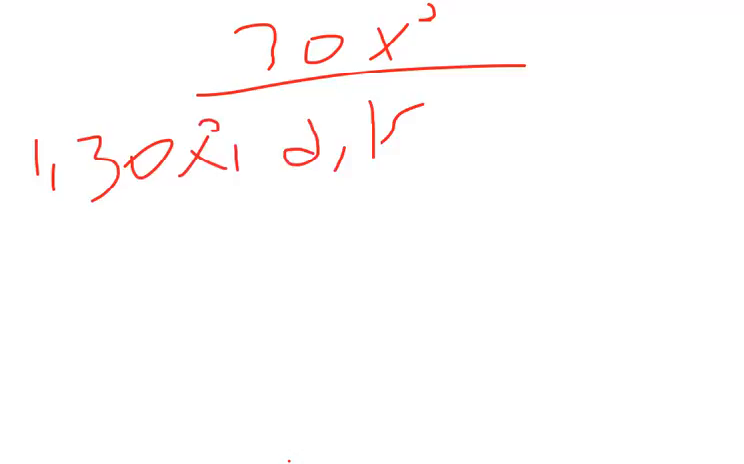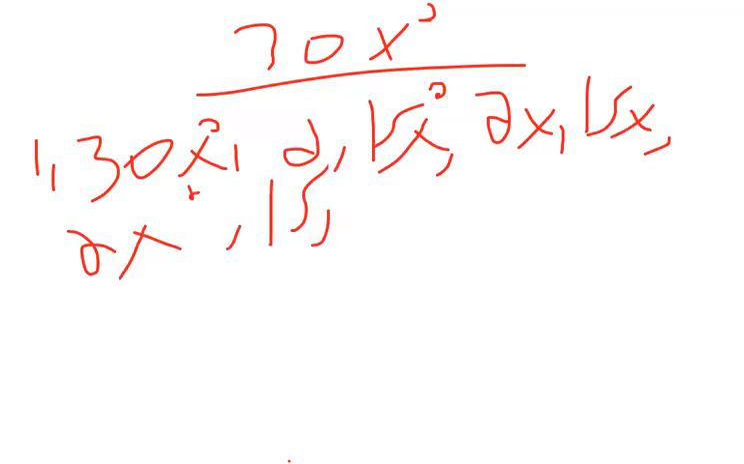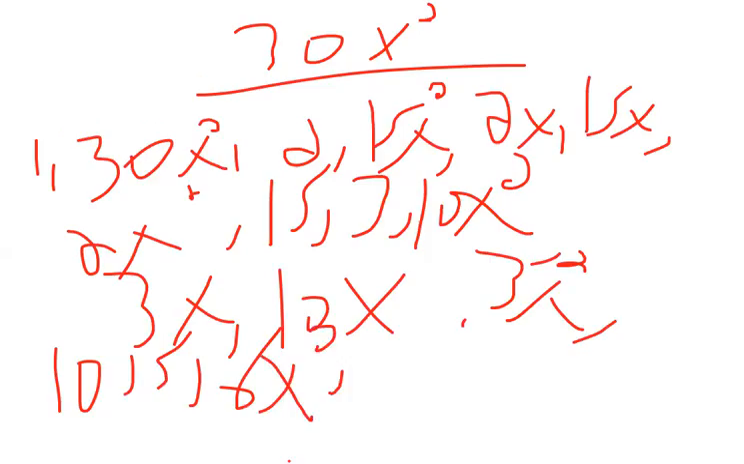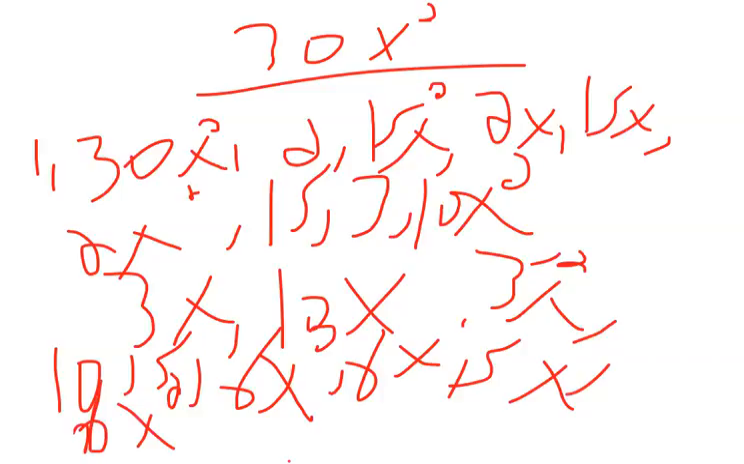Okay, I'll list out some for 30x squared. 1 and 30x squared, 2 and 15x squared, 2x and 15x, 2x squared and 15, 3 and 10x squared, 3x and 10x, 3x squared and 10, 5 and 6x squared, 6x and 5x, and 6x squared and 5. Yeah, so those are some of them.